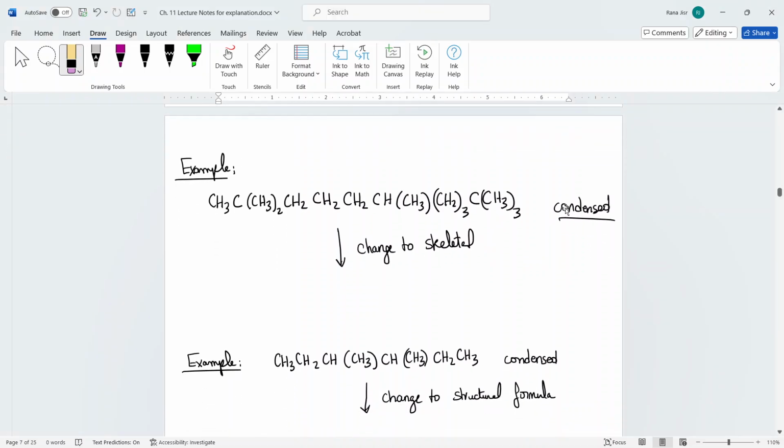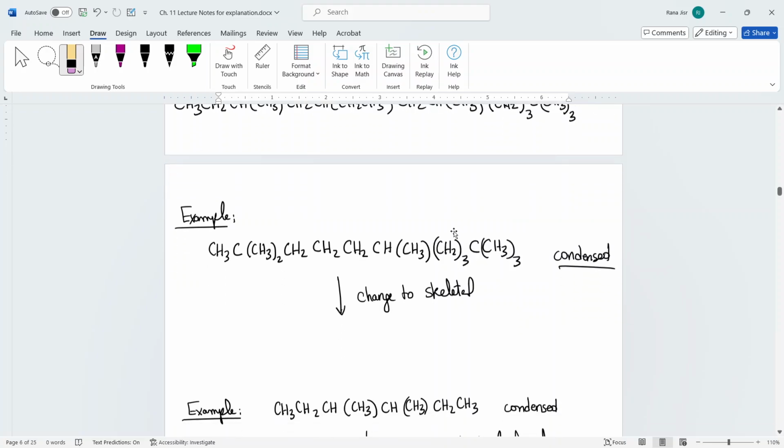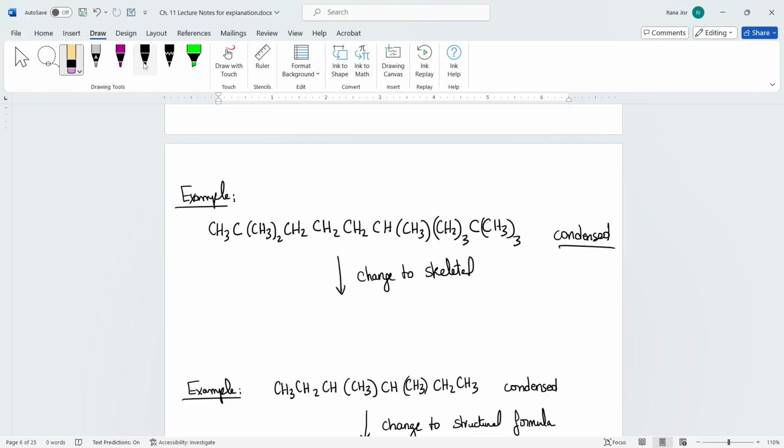Let's have another example, changing from condensed into a skeletal. For this one, you're going to neglect everything in parentheses if it is a CH3 or a CH2CH3. But if it is just a CH2 like that, you have to count that because CH2 is part of the chain. So I'm going to start numbering from the left, and I'm going to number every carbon except the CH3s in parentheses. I'm going to skip them because these are branches.